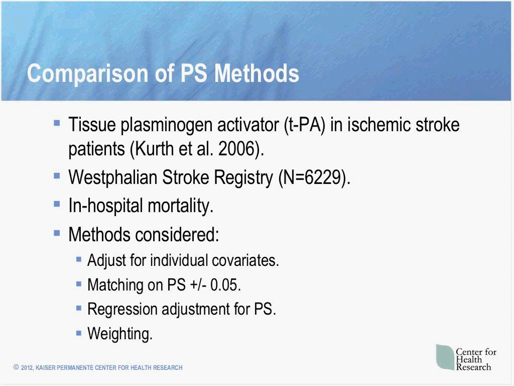And what they did is they applied several different propensity score methods. They adjusted for the individual covariates, which is the more standard approach. Then they did matching, adjusted for the propensity score, and weighting.